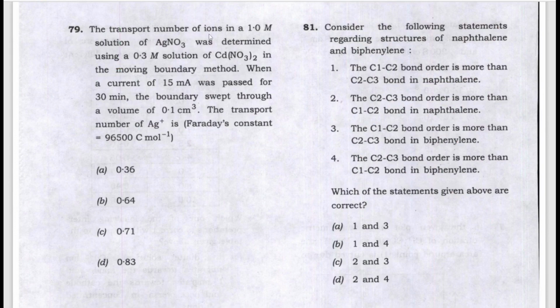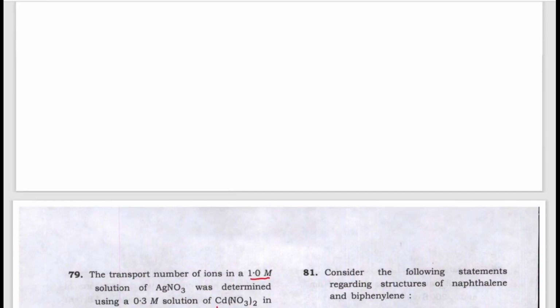In the next question, the transport number of ions in 1 molar solution of silver nitrate was determined using 0.3 molar solution of cadmium nitrate in the moving boundary method. When a current of 15 milliampere was passed for 30 minutes, the boundary swept through a volume of 0.1 centimeter cube, and we have to find the transport number of the cation, that is silver positive. Faraday constant is provided here.